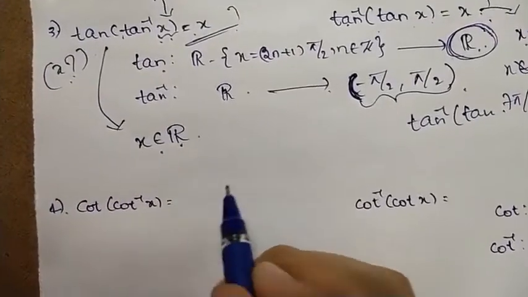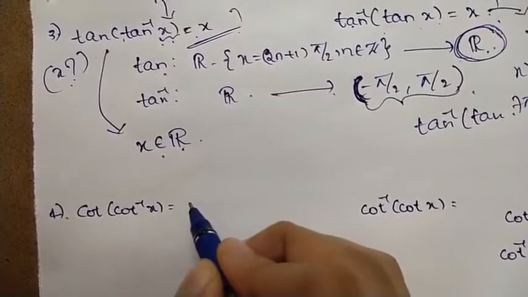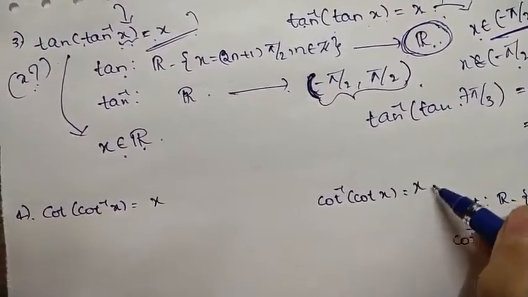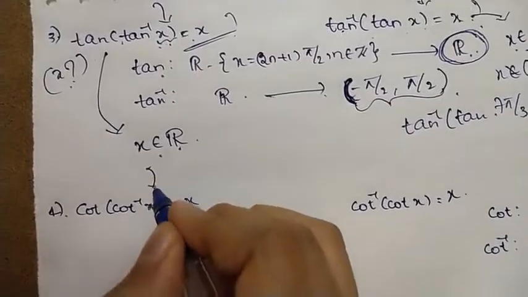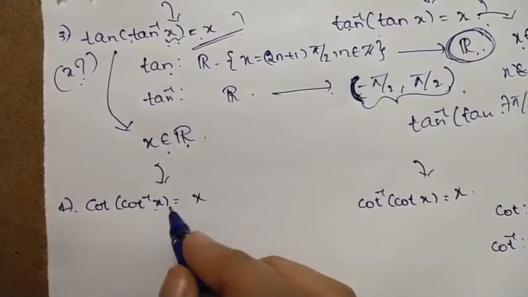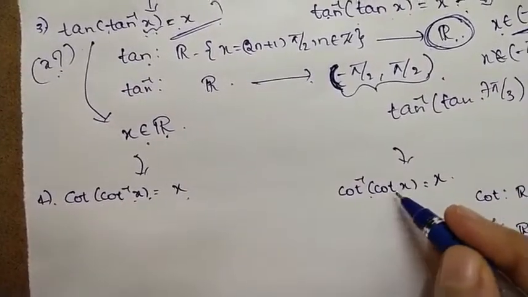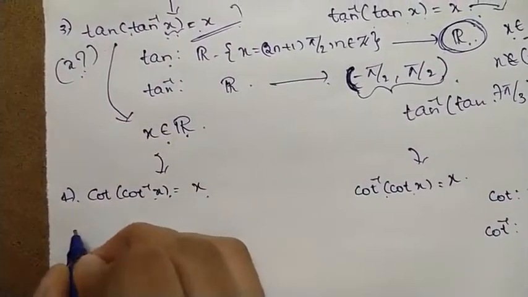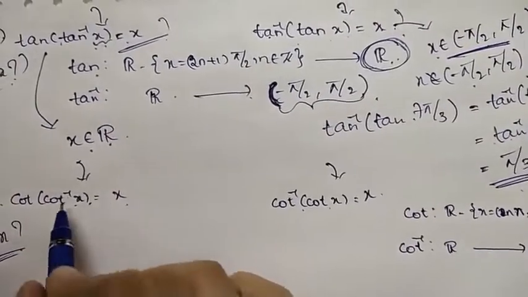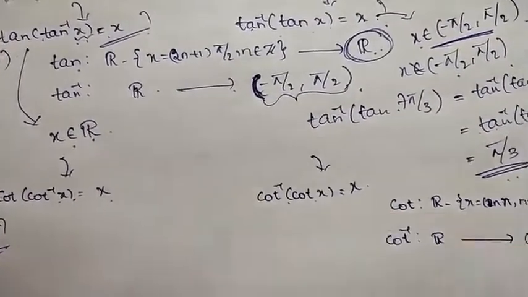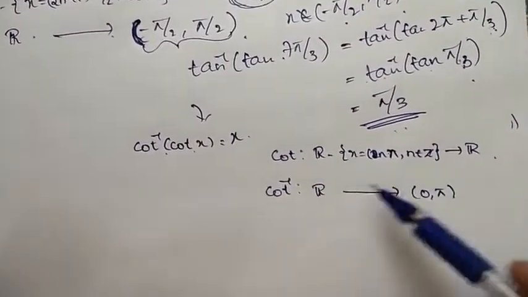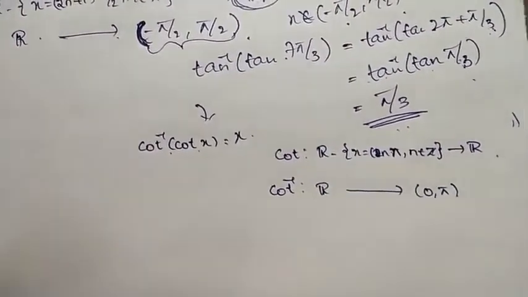Now let us move to the cot function. Cot of cot inverse of x is equal to x, and cot inverse of cot x is equal to x itself. But when? What values of x will give us cot of cot inverse of x equal to x and cot inverse of cot x equal to x? We need to find at what values of x we are going to get this. Before that, I have written the domain and range of both the cot and cot inverse functions.